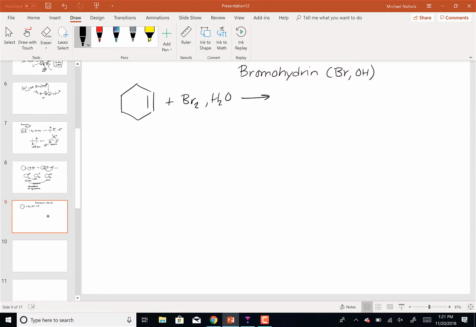So the bromine is going to act as the electrophile. The Br plus is going to act as the electrophile in this reaction. So I'm going to start it out the same way. I'm going to take my double bond and use a pair of electrons to bond the bromine and kick off the Br minus. And so that's going to give me my bromonium ion.